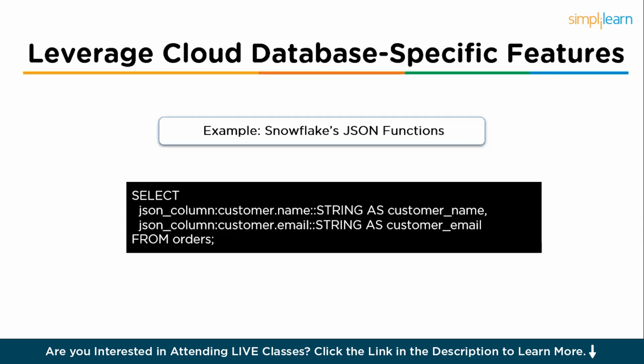Every cloud provider, AWS Redshift, Google BigQuery, Azure Synapse, or even Snowflake, has unique optimization. Check their documentation for performance tuning tips, built-in functions, and query optimization strategies to get the most out of your cloud database.